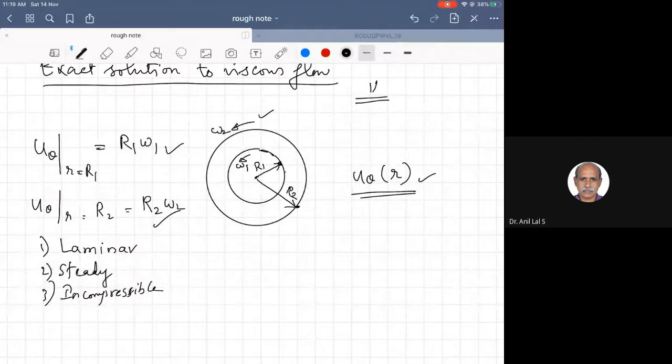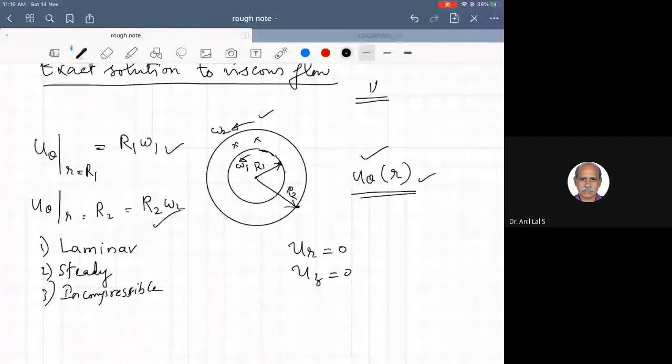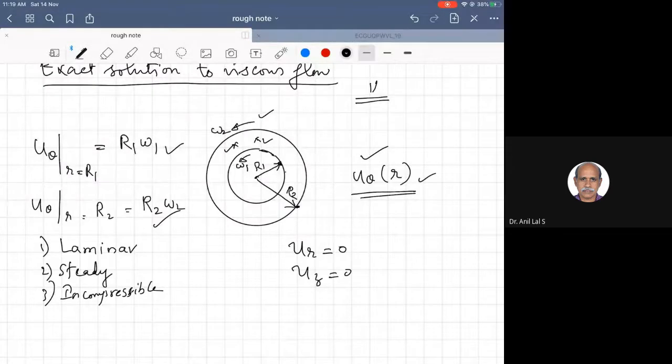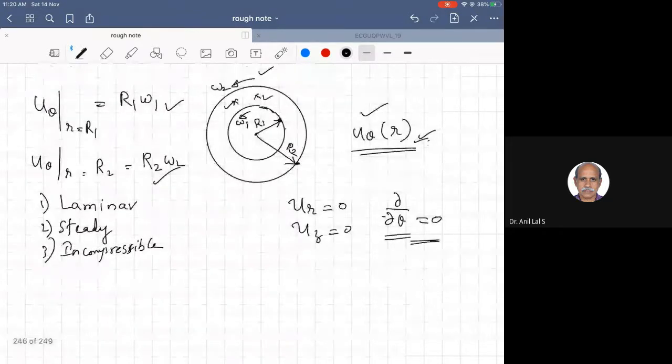Also, because the driven motion is in u theta, there is no radial velocity. U r is equal to 0, and there is no axial motion also. U z is equal to 0, and there is a circular symmetry: two points at the same radius will not have a variation of u theta. U theta is a function of r only. That means, in general, for any variable, dou by dou theta is equal to 0. With these assumptions, we will try to simplify the Navier-Stokes equation.